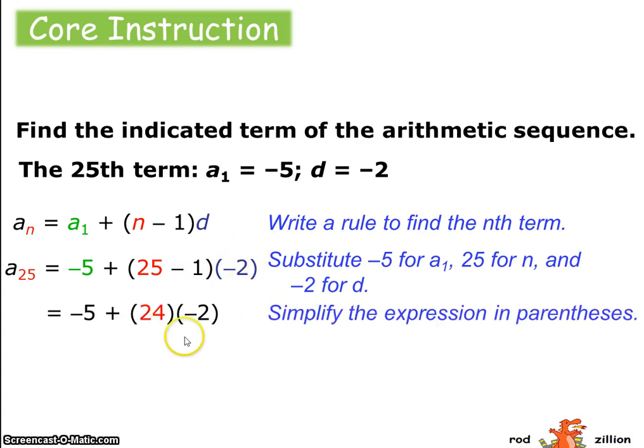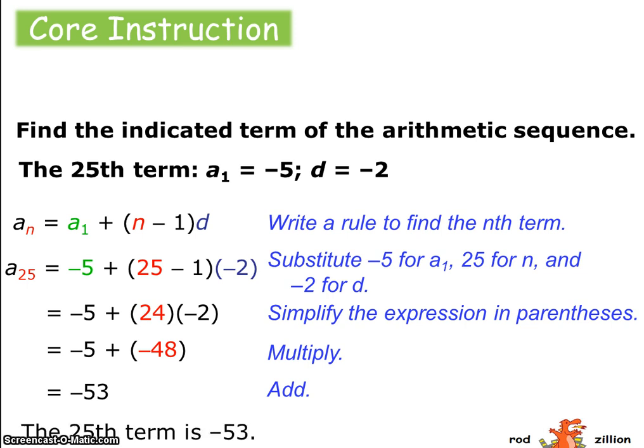So we simplify that expression. 25 minus 1 is 24. 24 groups of negative 2 added to the initial term is going to give us negative 53. Negative 53 would be the 25th term in this sequence.